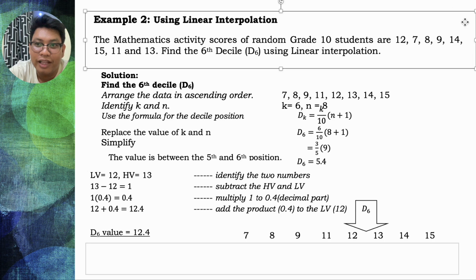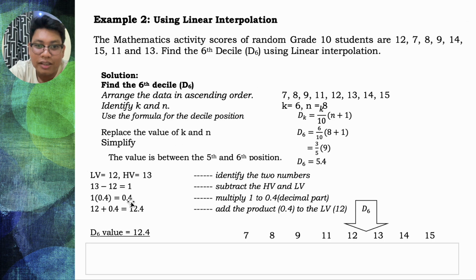Okay? After that, si 0.4, anong gagawin natin? We add that to the lower value. Ang lower value natin is 12. Between 12 and 13, 12 is the lower value, 13 is the higher value. I-add daw natin si 0.4 kay lower value. So, 0.4 plus 12 is equal to 12.4. So, ngayon, D6 value is equal to 12.4.